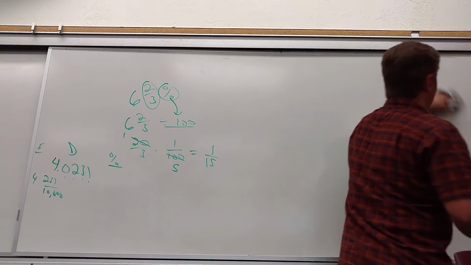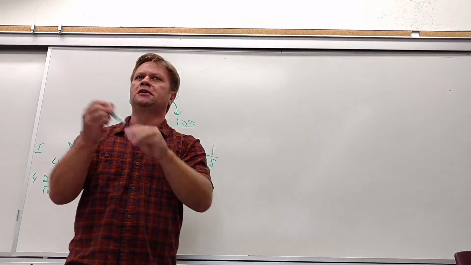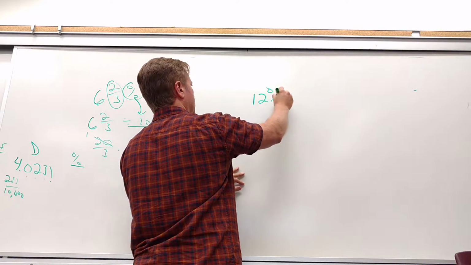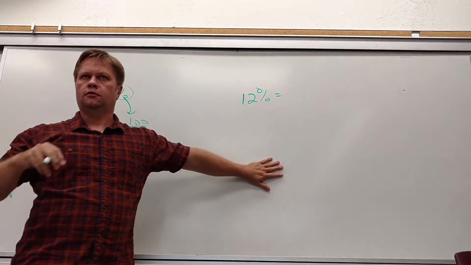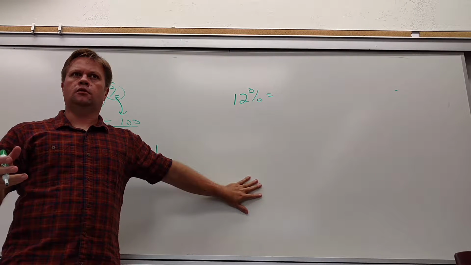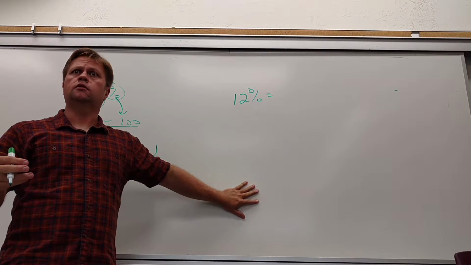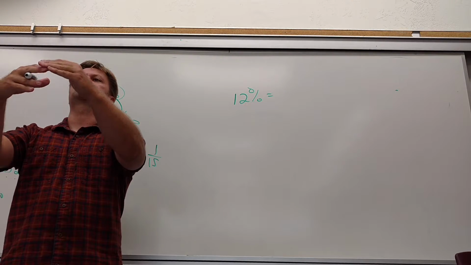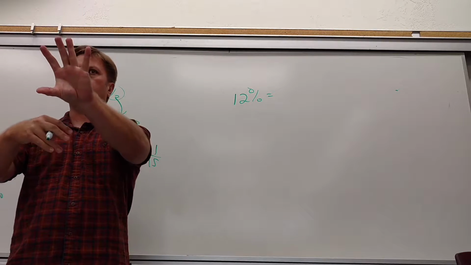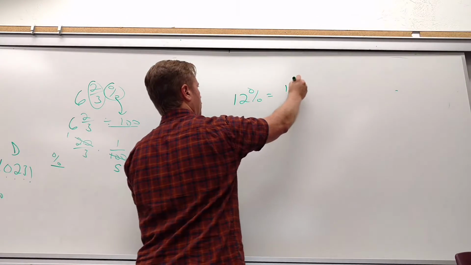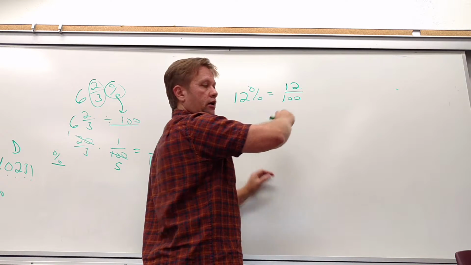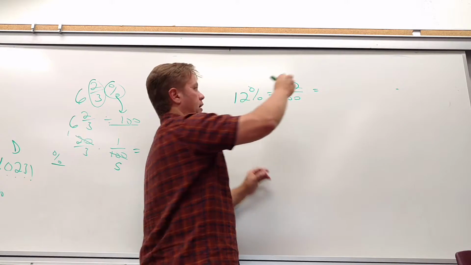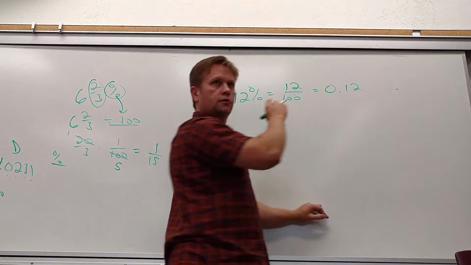All right, I'm going to work my way up to your question. 12%. What does percent mean? Divided by 100. Percent. Per means over, like 5 miles per hour, 5 miles over an hour. 12% will be 12 over 100. And then what's that as a decimal? Which is 0.12. Yeah, 12 hundredths, right?